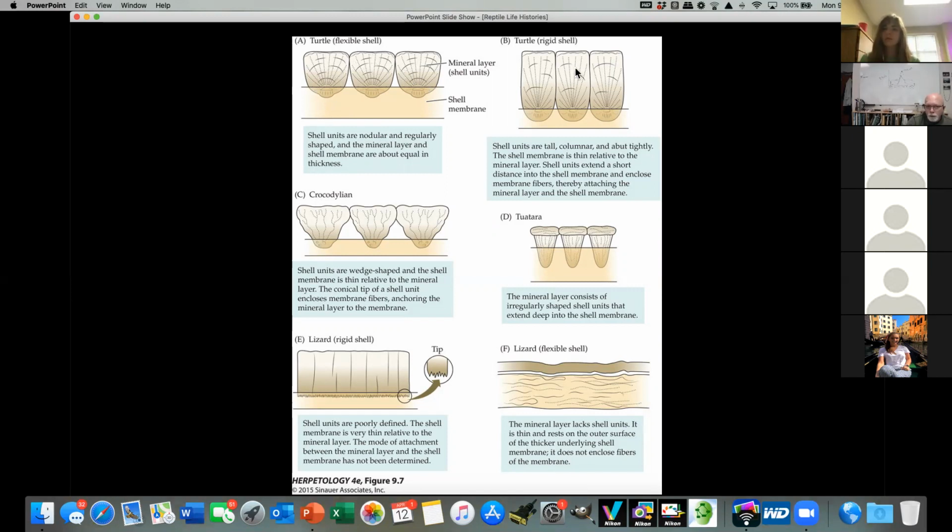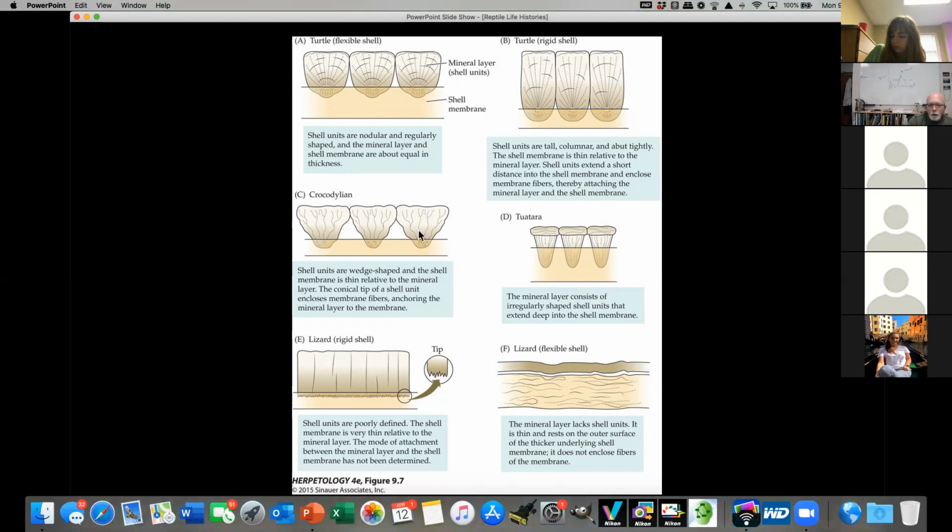So turtles can either lay parchment shelled eggs or rigid shelled eggs. And what really determines this is the extent to which the mineral layer is built up. The thicker that layer, the more rigid that egg will be, simply because as you build up this layer of minerals, those layers become more and more tightly packed with one another. Whereas when the layers are thin, there are these big spaces between them, which allow the egg to continue to be flexible to a certain degree.